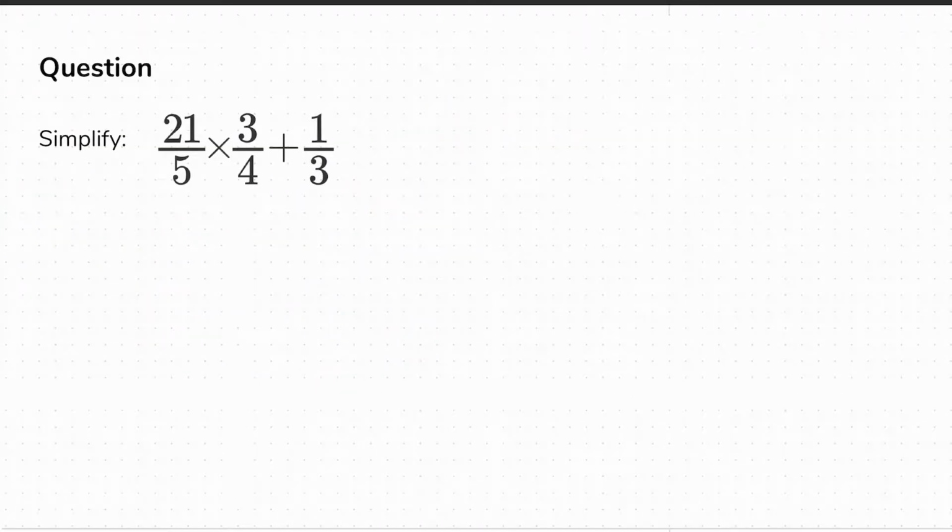This next question is asking us to do a couple of different things with fractions. So the first thing it's asking us to do is to multiply fractions together. So well, what does that mean? Well, a over b times x over y is equal to ax over by. I just multiply the top and then I multiply the bottom. Now the next thing is this plus. So let's just keep this over here.